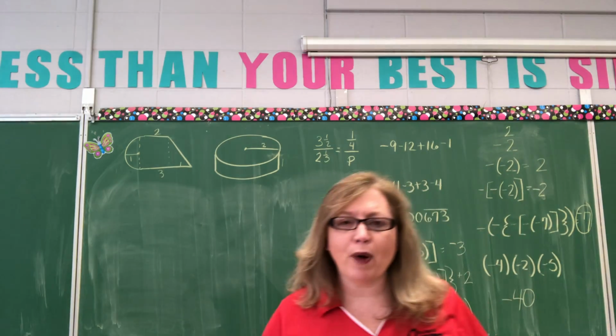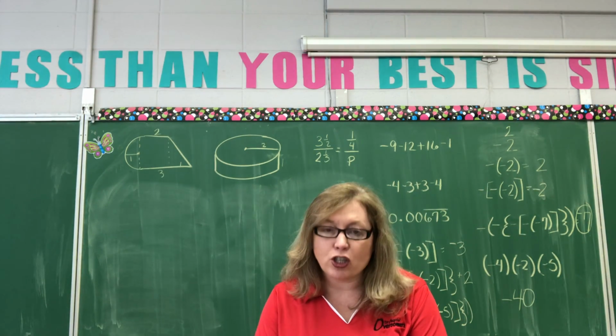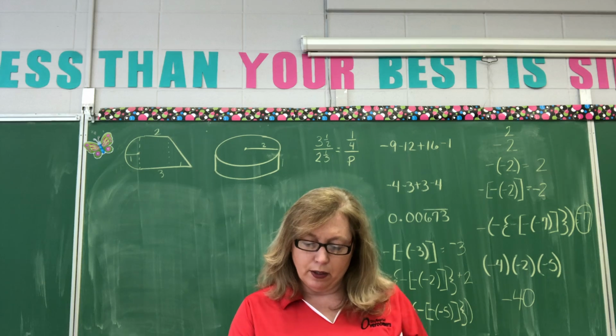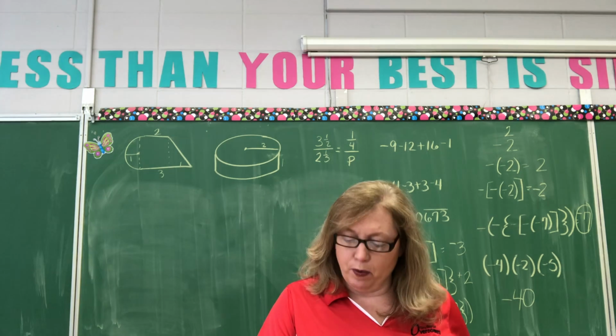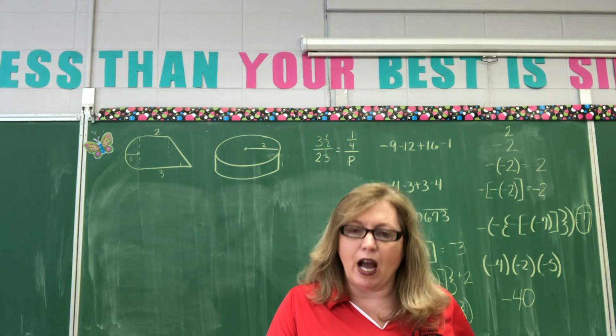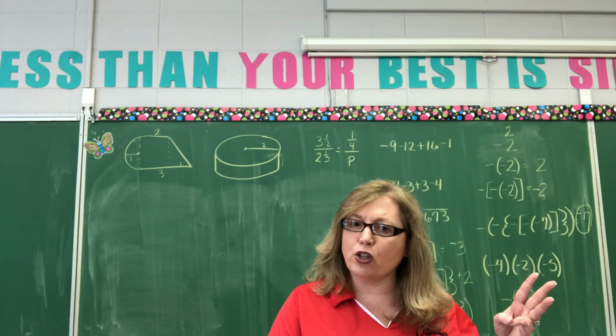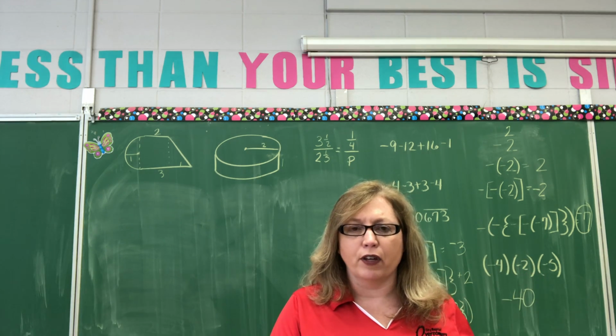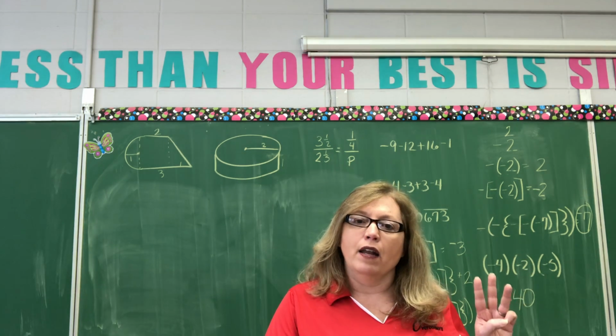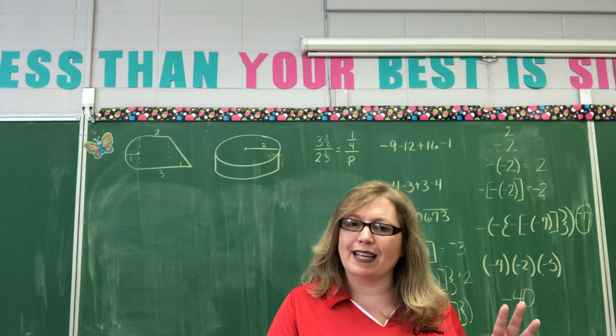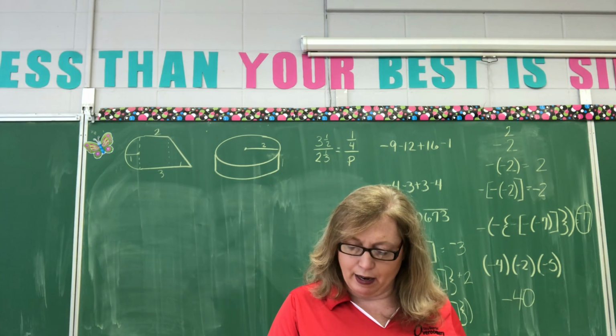Okay, we're looking at the practice on page 240. Number A, we have the opposite of the opposite of the opposite of 3. So we're going to say our number is a 3. Is it negative or positive? There are 3 opposite signs. 3 is an odd number, so it is a negative 3.